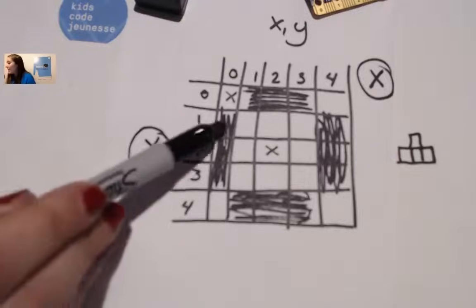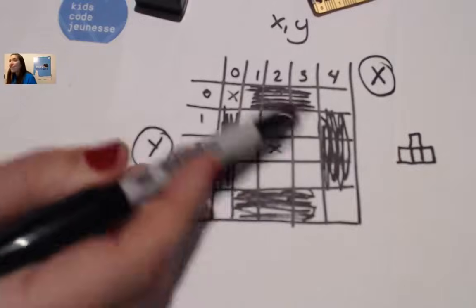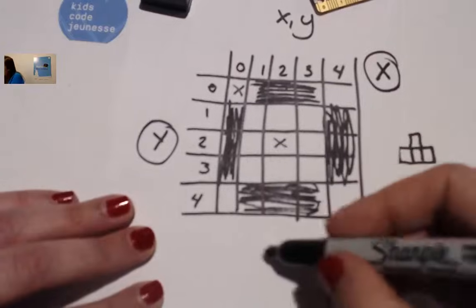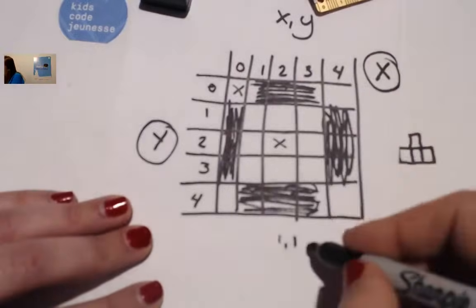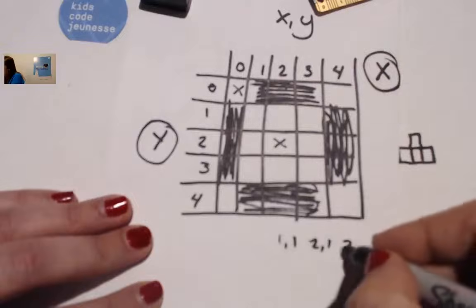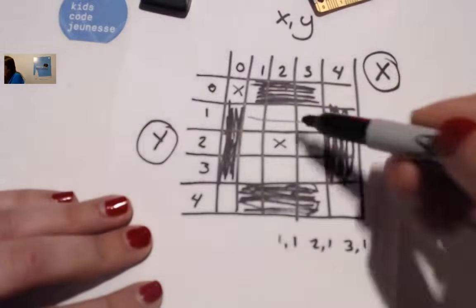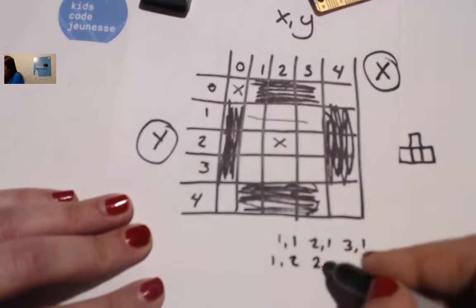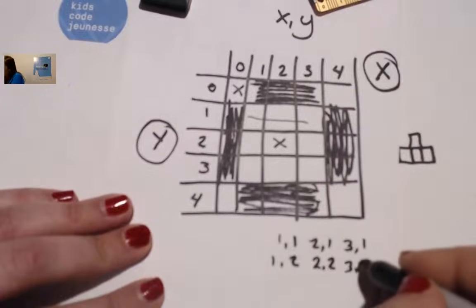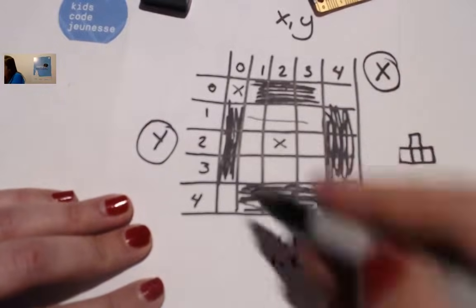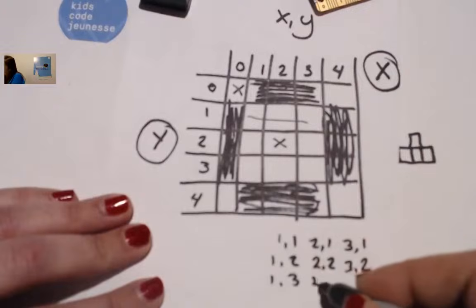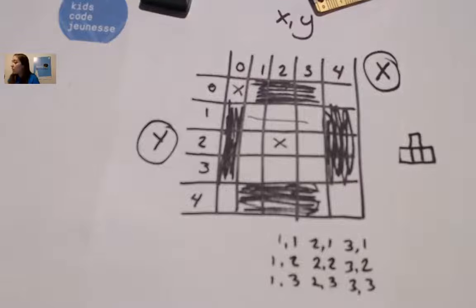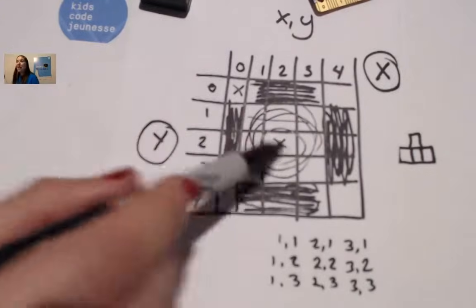So now, this is my snow globe, and I need to add snow in there. So basically, all the coordinates that I can use are 1, 1, 2, 1, 3, 1, right here. I can also add snow in 1, 2, 2, 2, and 3, 2. And finally, the last line here, 1, 3, 2, 3, and 3, 3. So these are the coordinates that I can use to add snow in my snow globe.